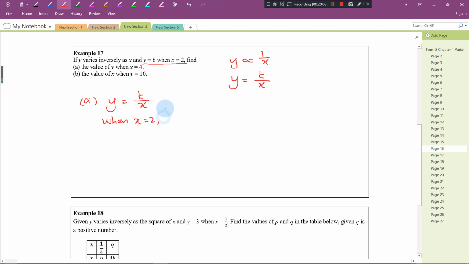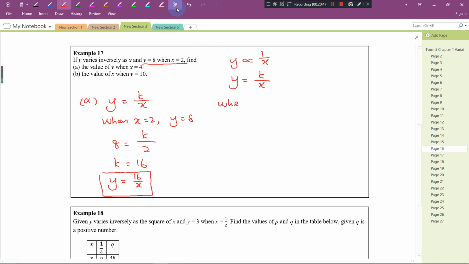When x is equal to 2, y is equal to 8. So now I'm going to bring these two values inside the equation here. Y is equal to 8. K, I don't know, I want to find the value of k. X is equal to 2. So I bring the 2 over here, become multiply, k is equal to 16. Now I know that y is equal to 16 over x.